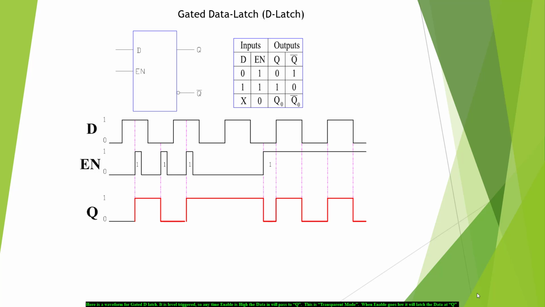Here's a waveform for a gated D latch. It is level triggered, so anytime enable is high, the data in will pass to Q. This is transparent mode. When enable goes low, it'll latch the data at Q.